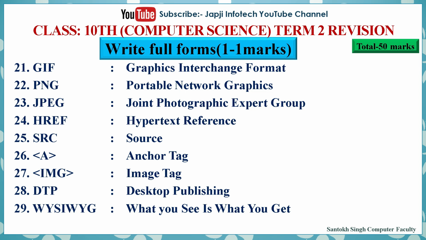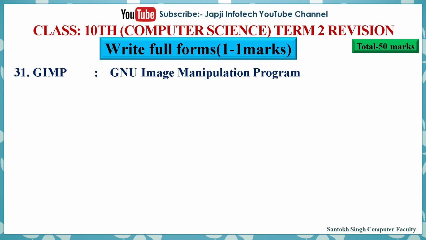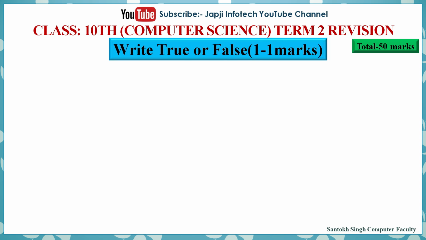WYSIWYG which stands for what you see is what you get, 30th one is 3D stands for 3 dimensional, 31st one is GIMP stands for GNU image manipulation program, 32nd one is DMP stands for dot matrix printer.